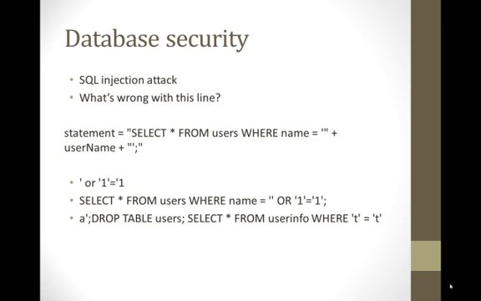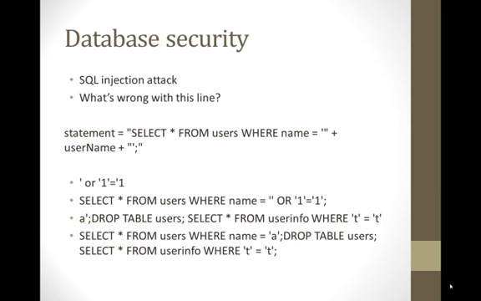But consider this much, much more nefarious. Instead of username, they typed in this big, long text. And what does that make for the SQL statement? Select star from users where name equals A, semicolon, drop table users, select star from user info, T equals T. Look what just happened there.